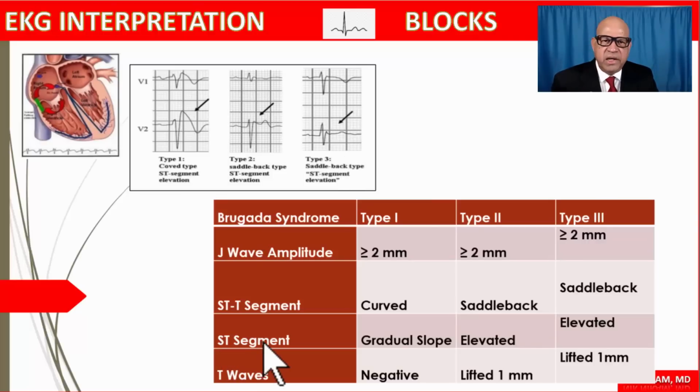Now let's look at the morphology of the ST segment. So the ST segment, we see a gradual slope here. We see an ST segment elevation with what appears to be like a biphasic T wave, and similarly in type 3 the ST segment has sort of a biphasic appearance blending with the T wave. In type 1, the T waves are inverted, they are below the baseline, whereas in type 2, the T waves are lifted from the baseline even though they are inverted. Similarly in type 3. So these are minor variations in patients with the Brugada syndrome.